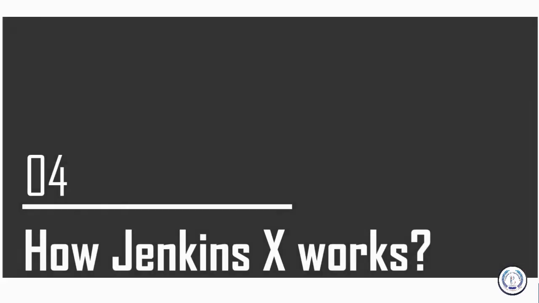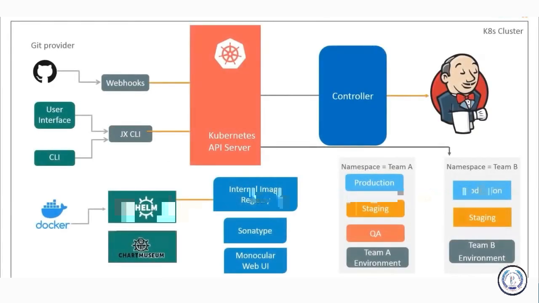Now let us talk about the working of JenkinsX. As you can see in the diagram on the screen, this is the overall architecture of JenkinsX. What happens here is the developer commits and pushes the changes to the project's Git repository. JenkinsX is notified and runs the project's pipeline in a Docker image. This includes the project's language and the supporting frameworks.